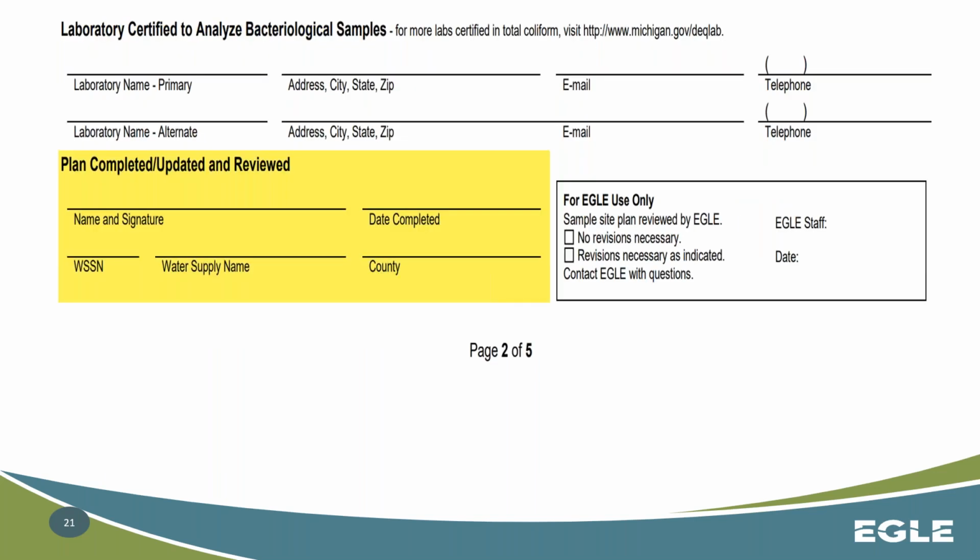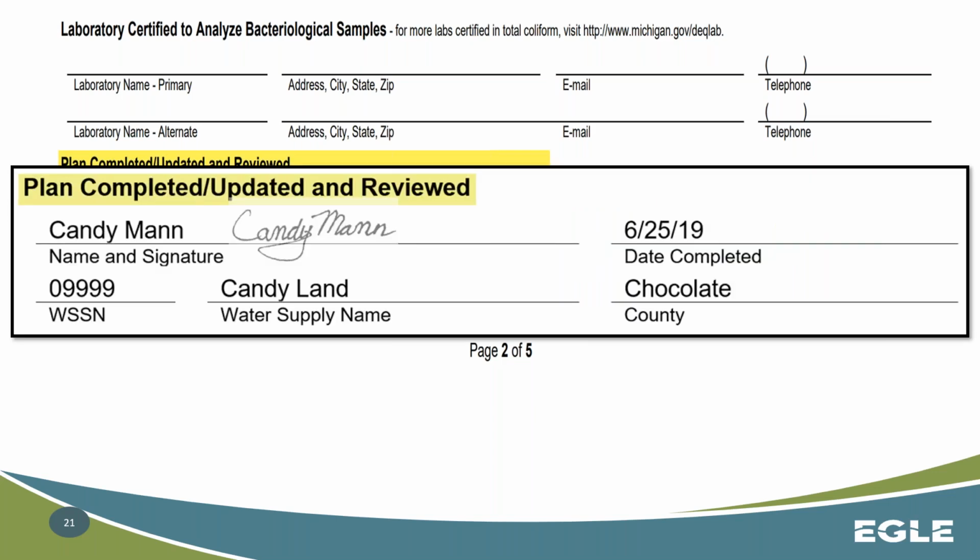Once the form is filled out, please sign and date the bottom of page 2. Then the completed form should be sent to the district office. We'll tell you how in a few slides.